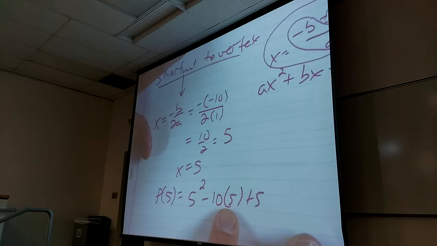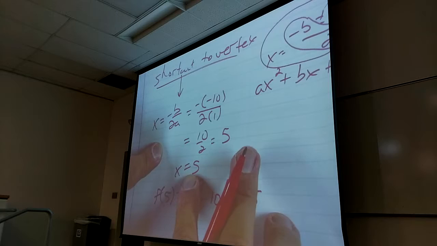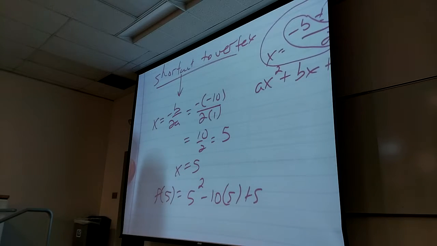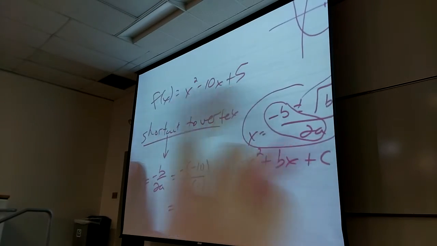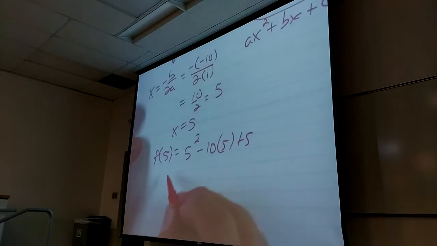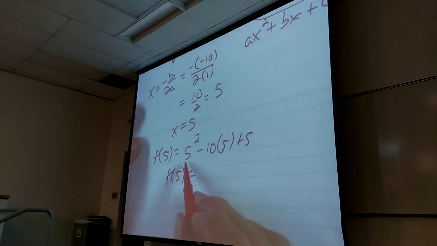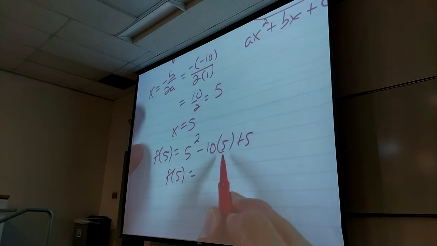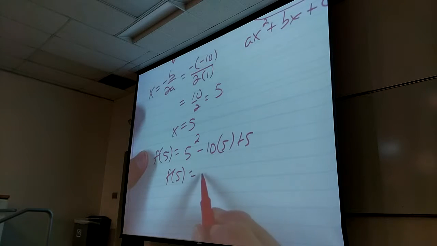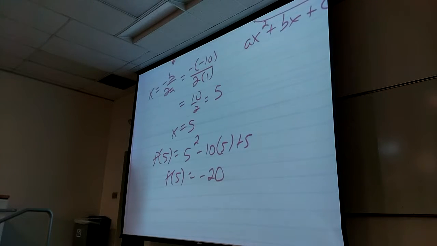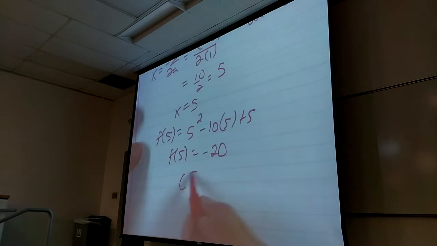Just plugging it in. Is that cool? If I know the x piece of a point, how do I find the y piece of the point? Plug the x in. That's what the function does. If I plug x in, I'm going to get what y is. So what do I get here? f of 5 is 25 minus 50. Negative 25. Plus 5 is negative 20. So the vertex here is (5, negative 20).